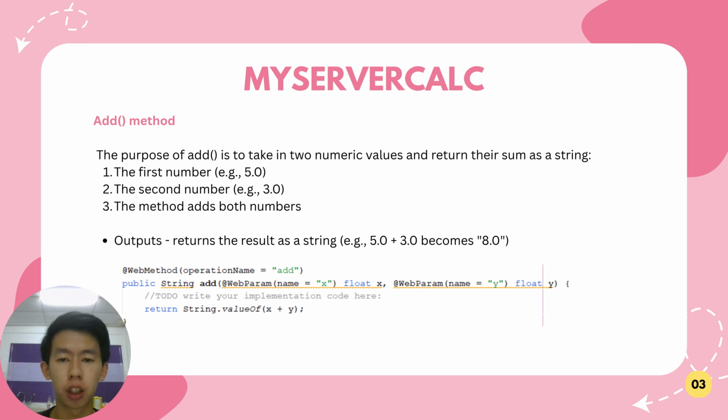So now I will talk about the code in my server calculator and also the method. I'm using the add method, and the purpose of the add method is to take two numeric values and return their sum as a string. So we take the first number and the second number, for example 5 and 3. The method adds both numbers and returns an output which is a string, and it will become 8. Below is a code screenshot with the WebMethod, which is add, and public string add. For both values x and y we are using float, and it will return a string of the value of x plus y.